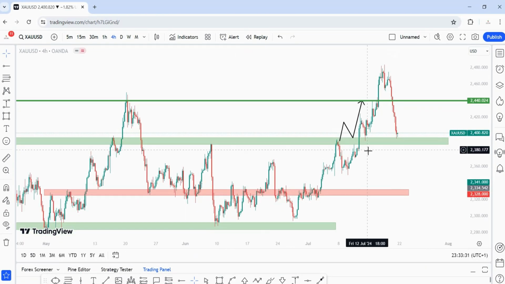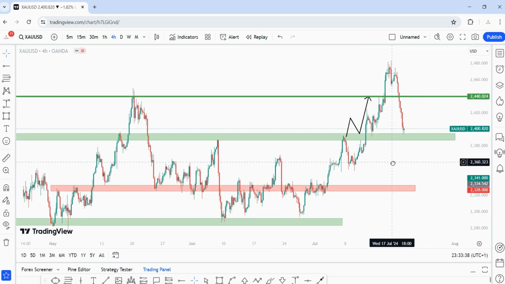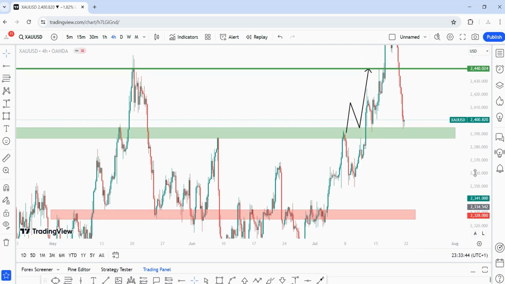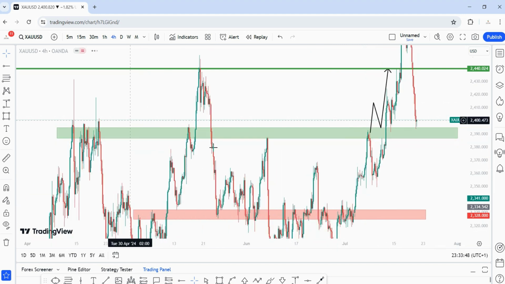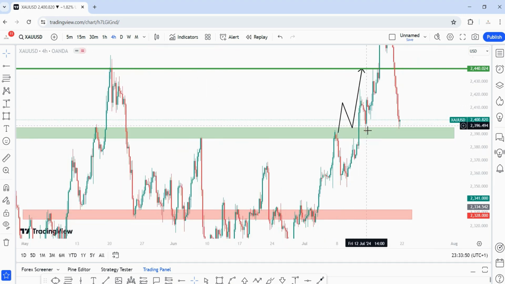Last week I didn't analyze gold and I got a lot of requests from you guys, so here we go this week. The last time I analyzed gold, if you remember, I'd like to see price create a new higher high, breaking out of this region, come back for a retest and push all the way up to 2440.024. If you doubt me, let's revisit last 2 weeks video.